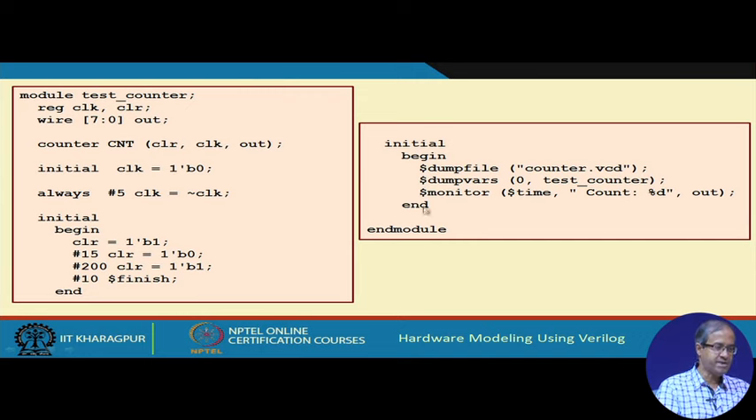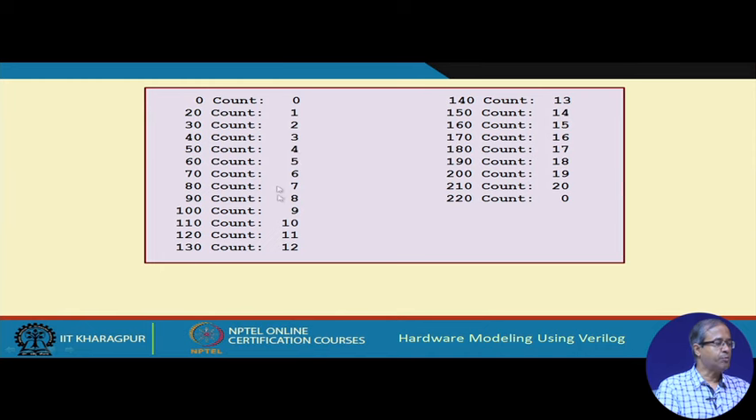In the last initial block we are specifying the dump files and we are saying the monitor, we want to see time and count value, and here we are specifying that initially we are clearing the counter and at time 15 we are making it 0 again. So, the counting should start from time 15, till then clear was 1 and it will continue till 200. At 200 again I am setting clear to 1, it will be again cleared, then after time 10 I will finish. If we again simulate this code, similarly you will see that the output generated will be like this.